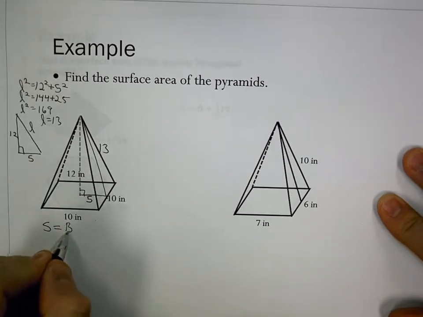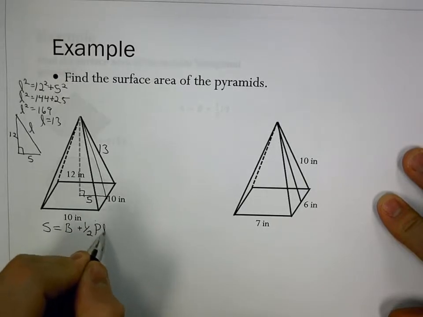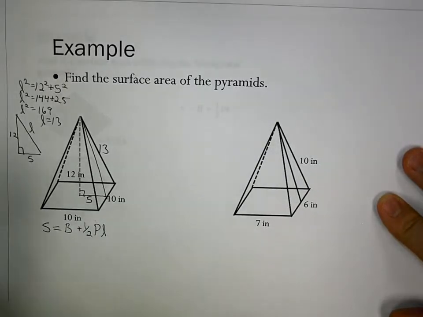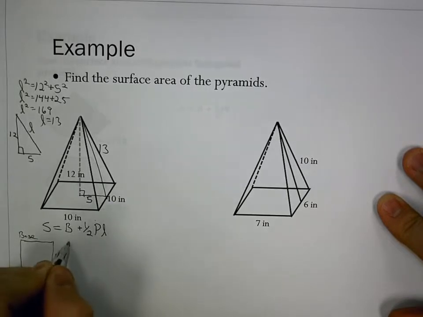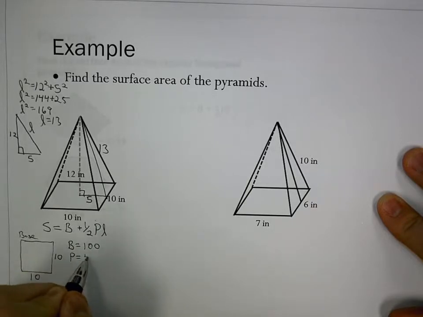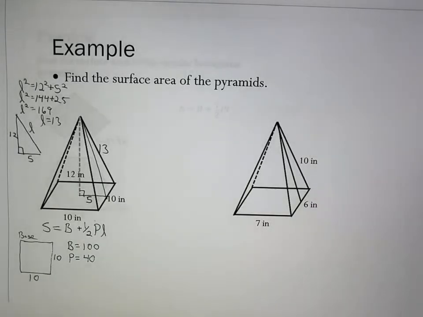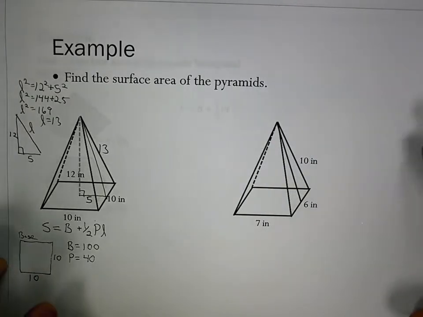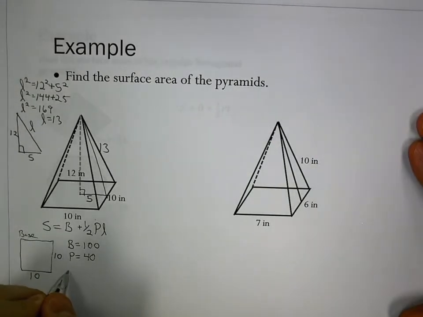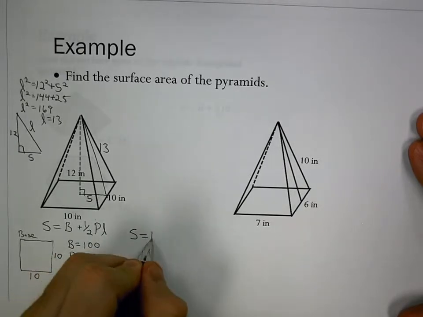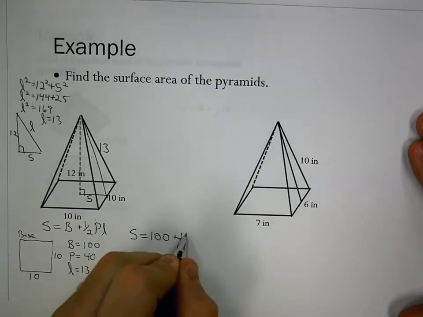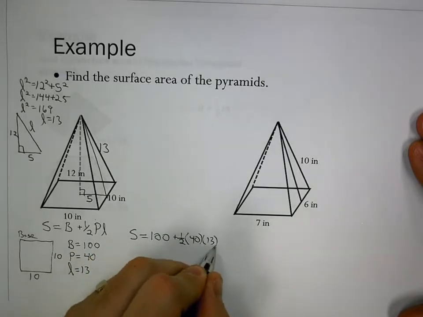Surface area is the base area plus 1/2 the perimeter times slant height. Now, let's draw our base to the side. We know it's 10 by 10, so the base area would be 10 times 10, or 100. Perimeter would be 10 plus 10 plus 10 plus 10, or 40. And then again, we found our slant height as 13. We go to solve. It's 100 plus 1/2, 40 times 13.